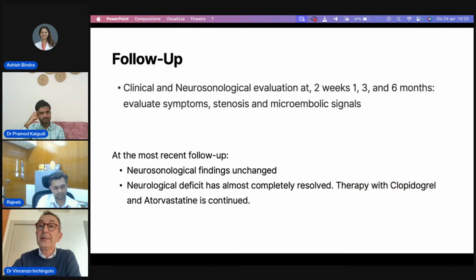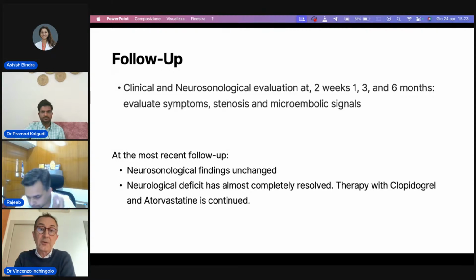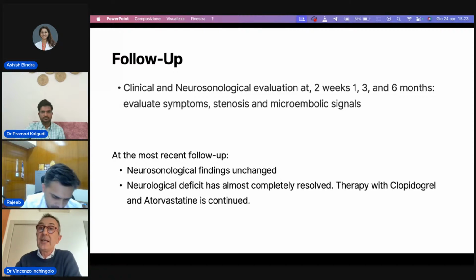The follow-up was clinical and neurosonological evaluation at 2 weeks, 1, 3, and 6 months, evaluating symptoms, stenosis, and microembolic signals. At the most recent follow-up, the neurosonology findings are unchanged, and his neurological deficit is nearly resolved. He's still on clopidogrel and atorvastatin.